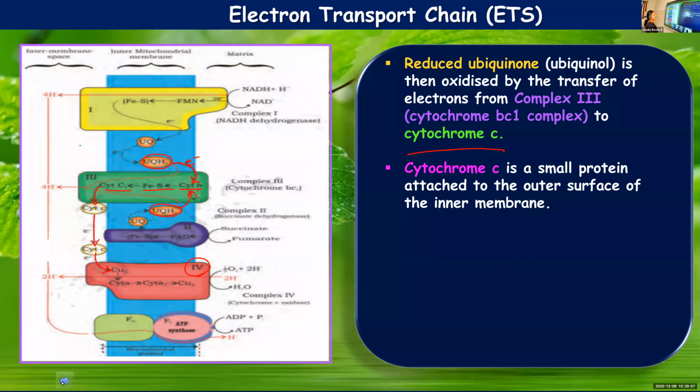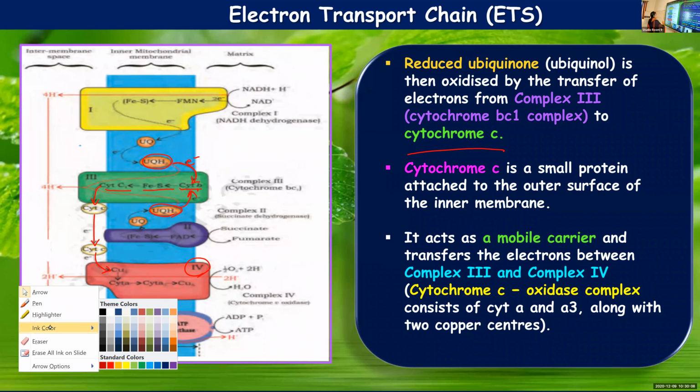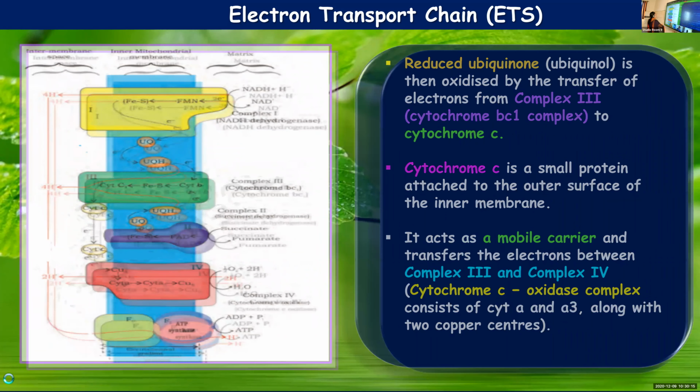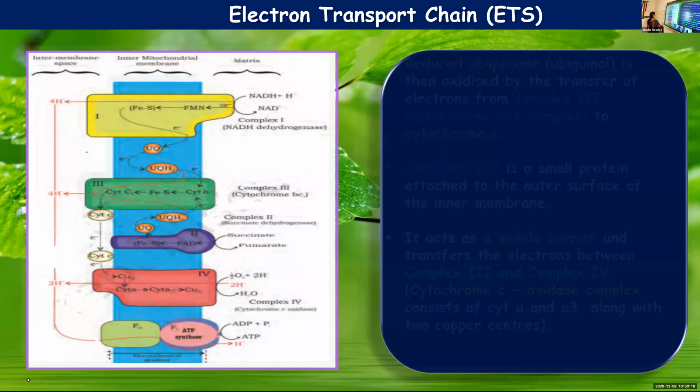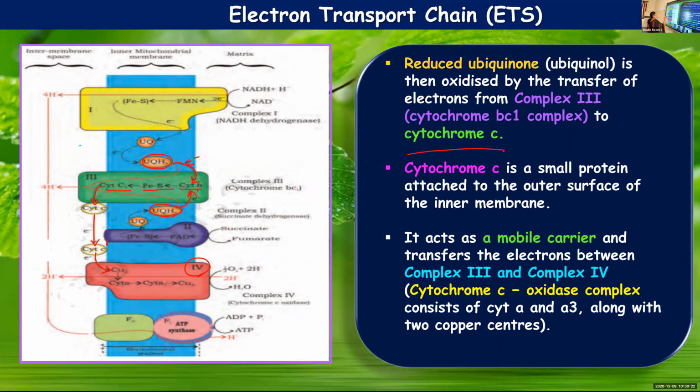Cytochrome C, as I told, is a small protein which is attached to the outer surface of the inner membrane. The blue color one is the inner membrane. As you can see, it is located on the outer surface of the inner membrane. Here, this is the outer, this is the inner membrane and its outer surface. Till here, I'll repeat once again and then I'll proceed to the next one.